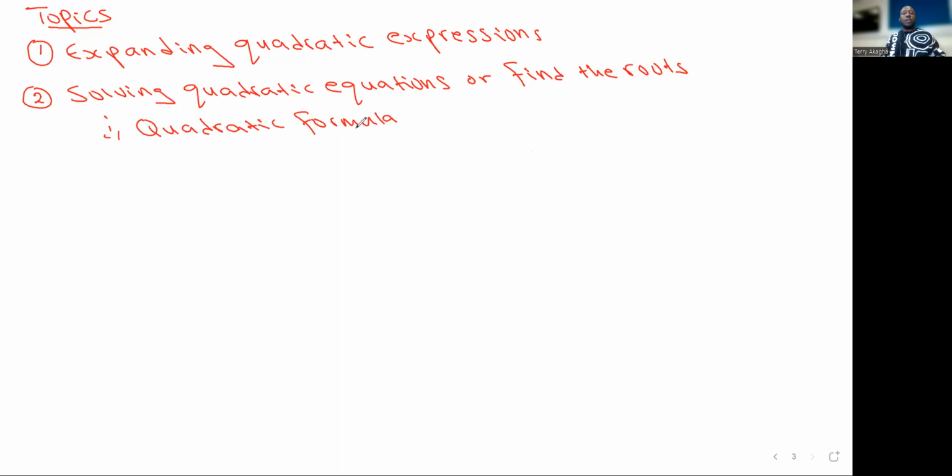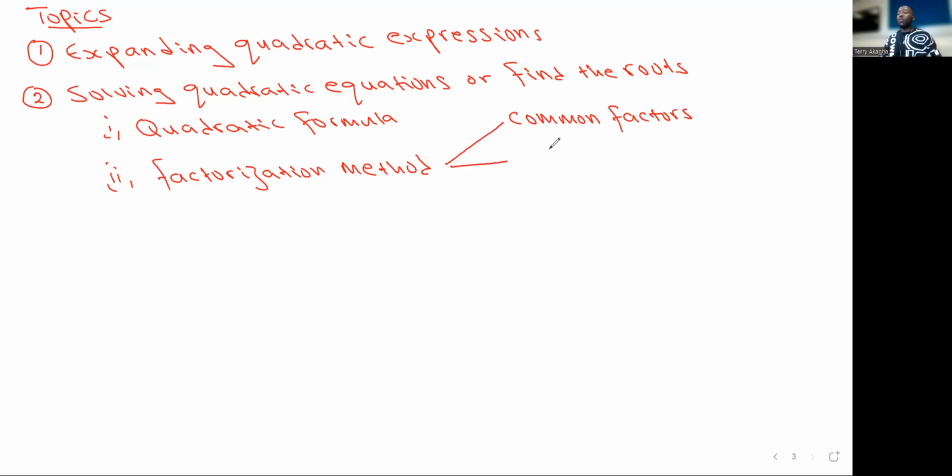Then I'm also going to explain the concept of the factorization method. Under the factorization method, we have 4 types. I'll talk about the concept of common factors, how you use the common factors. I also talk about the concept of the difference of 2 squares, and I'll explain that.